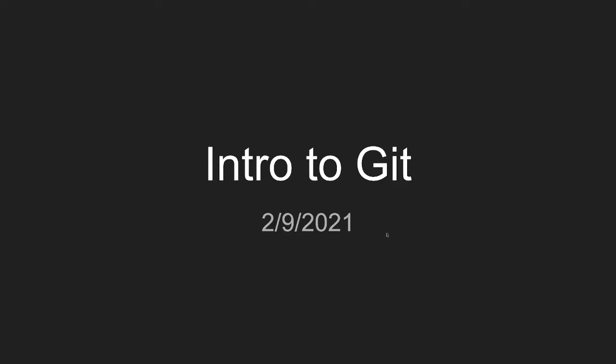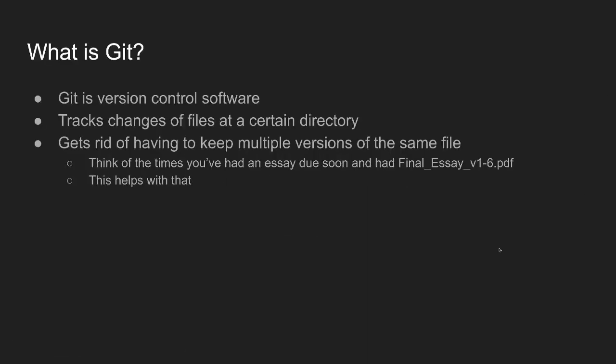Okay, so this is our intro to Git session. So what is Git? Git is version control software. It tracks changes of files at a certain directory and all the directories and children, if you know about the tree structure of file directories, all shown below that. And it kind of gets rid of the problem or behavior of having multiple copies of the same file.